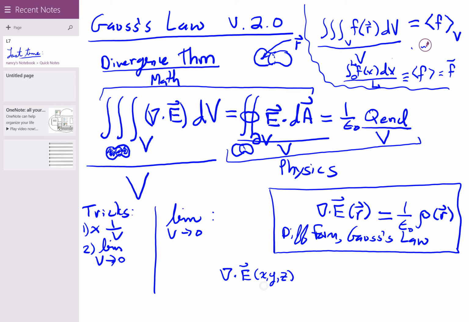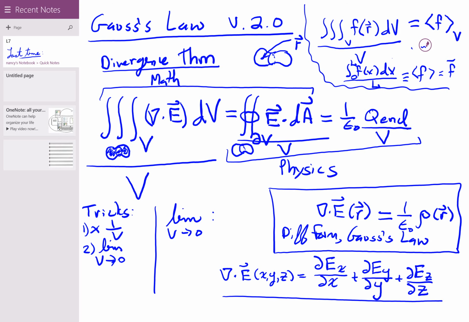The way we calculate that, you might remember, is you take the partial derivative of the first component, the x component of the electric field, with respect to x, and then you add to that the corresponding term for the y component. You take the y component of the electric field and the derivative with respect to y, and then finally you have the z component of the electric field, the partial derivative of that with respect to z. You sum those three partial derivatives, x, y, and z, and that is the definition of the divergence.